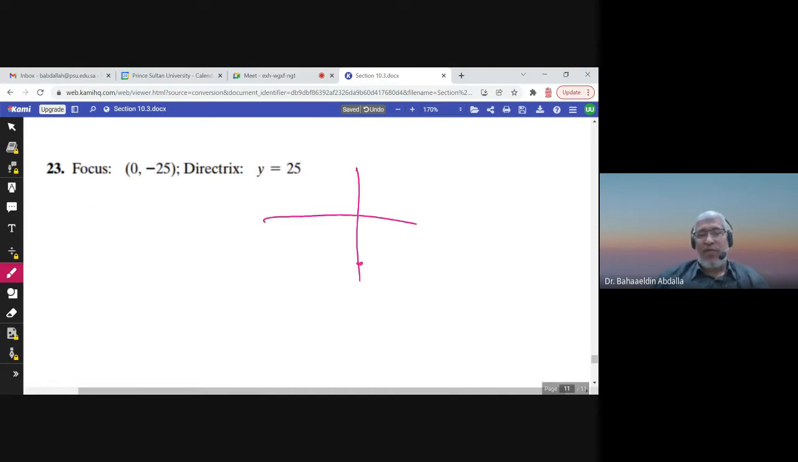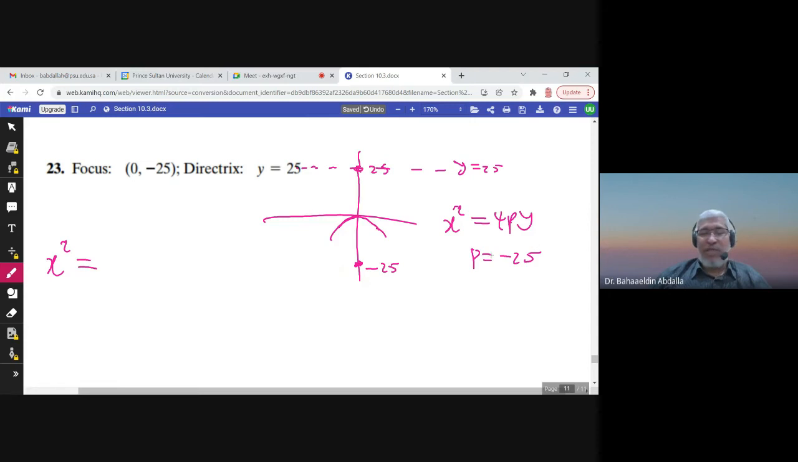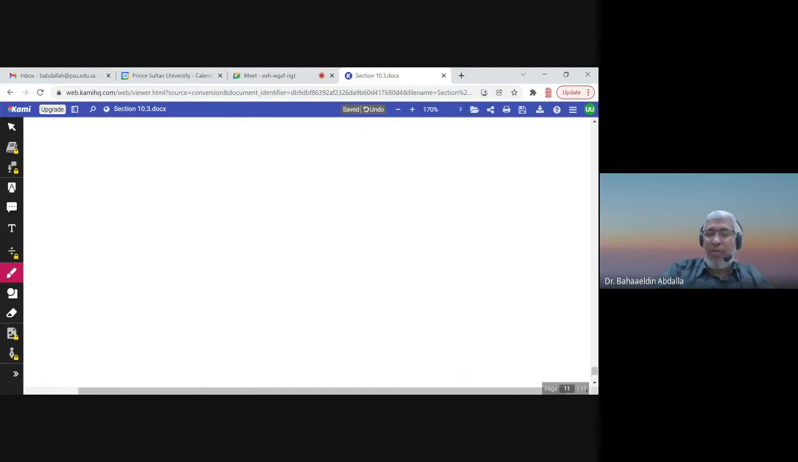Focus is 0, negative 25. Say that this is negative 25. Directrix is y equals 25. So the directrix is always behind the parabola, and the focus is inside the parabola. So the parabola opens downwards. So the equation is x squared equals 4py. And p here is negative 25. It's negative because the parabola opens downwards. So the equation is x squared equals 4 times negative 25. That's negative 100y.